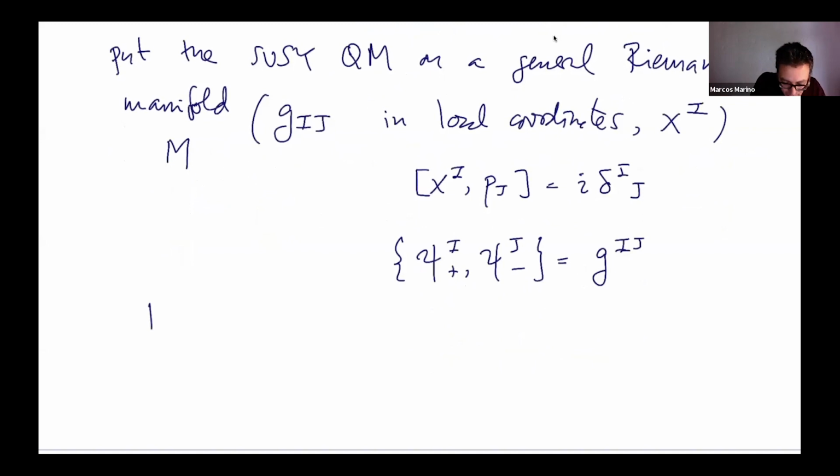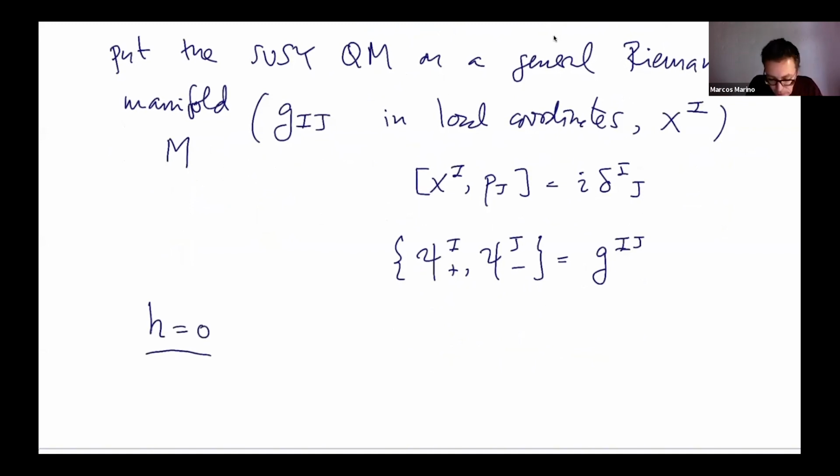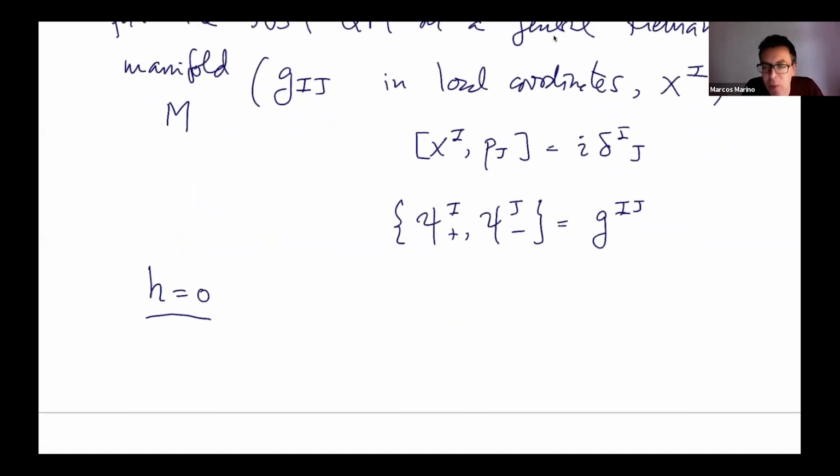Now let me start by doing everything with h equal to 0, okay? So I'm going to use the formula I used before for R^n. I will make everything local and make sure that everything is covariant in an appropriate way. So notice that P_j is a contravariant vector, okay?